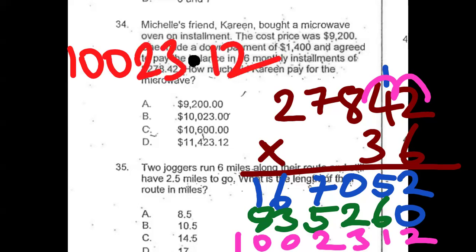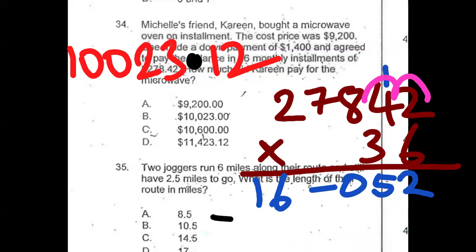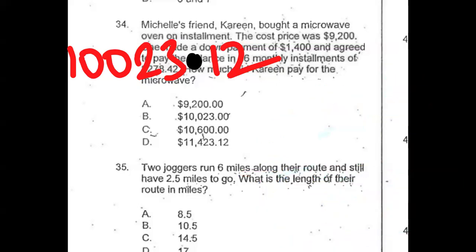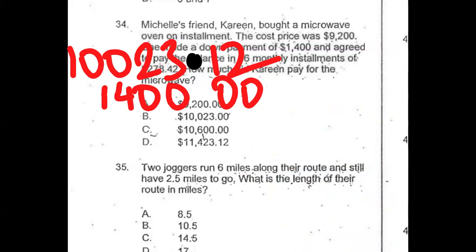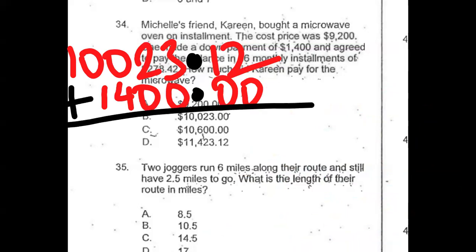So that's what that is in terms of the monthly installments. But then you had to add that to 1,400. So that's the other part. You have to add that to 1,400 now. So how much is that in total?